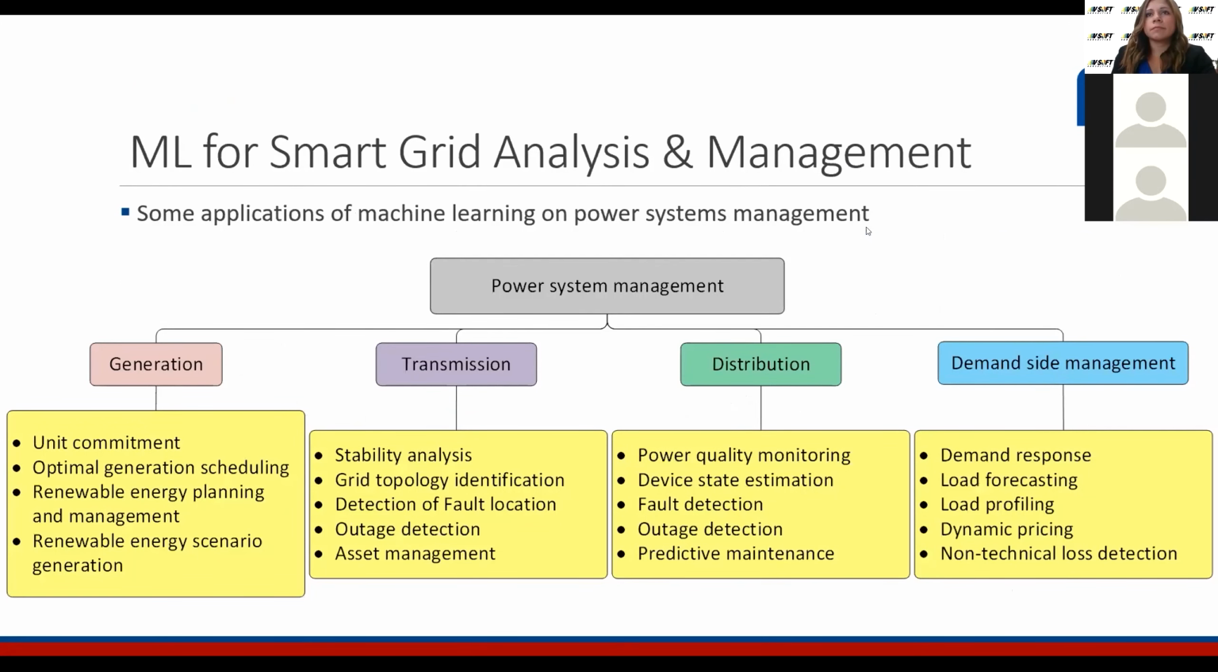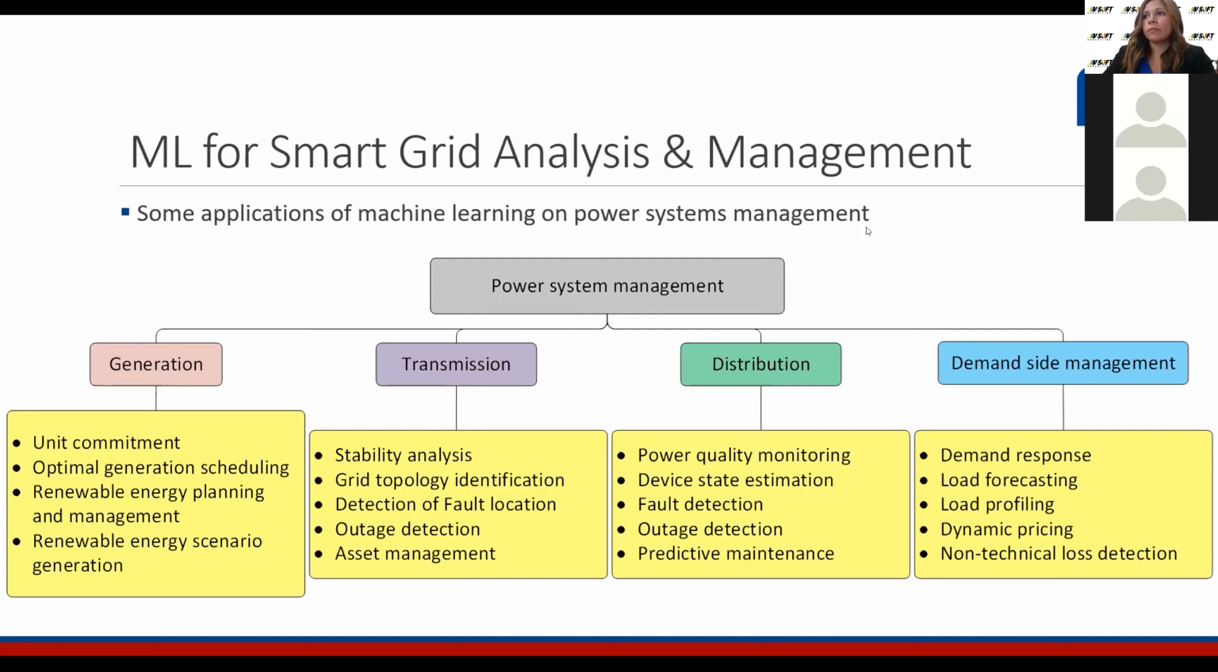In general, when we say application of machine learning into the power grid, this is a chart that I copied from one of my papers. Here I'm trying to show where we can apply machine learning in the power grid. Generally speaking, we can divide the power grid into generation, transmission, and distribution, and some people also say demand response.